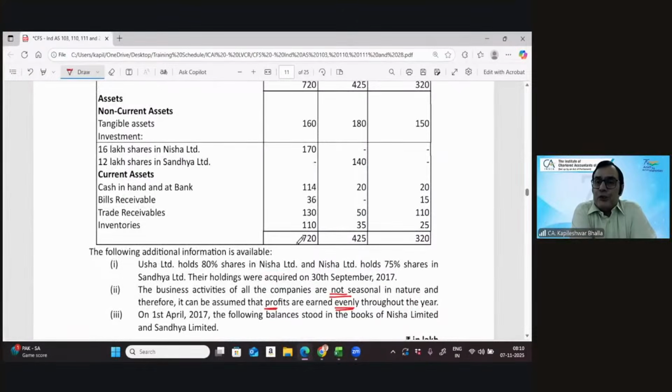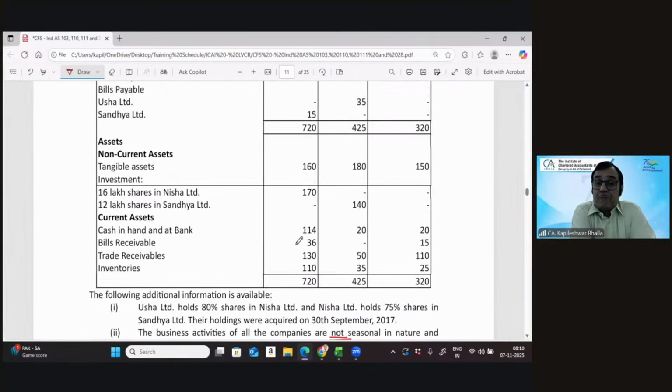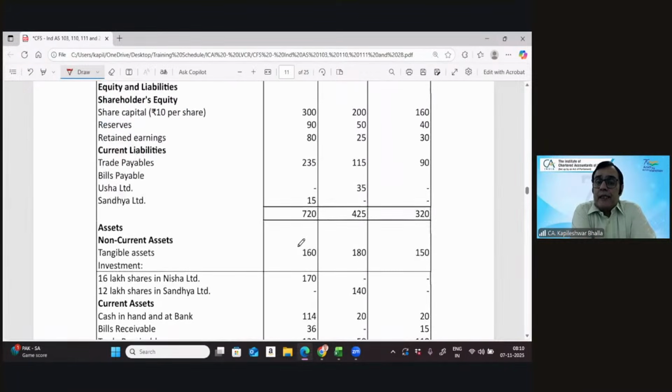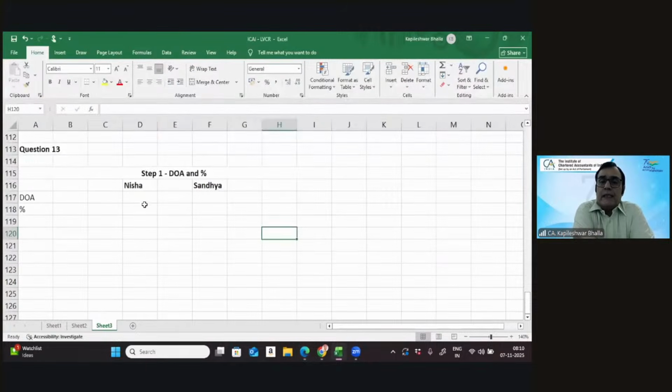If you look at the balance sheet in the question, we're given that Usha has got 16 lakh shares in Nisha. And if you look at the total capital in the balance sheet of Nisha, it is appearing at 200 with shares of 10 each. So we can say the number of shares is 20 lakhs and we've got 16 lakh shares. So 16 by 20 works out at 80%.